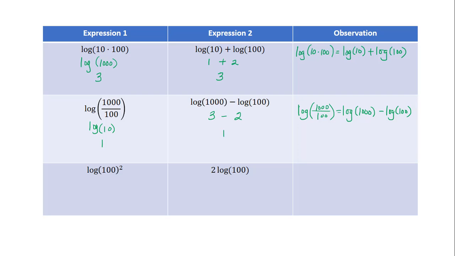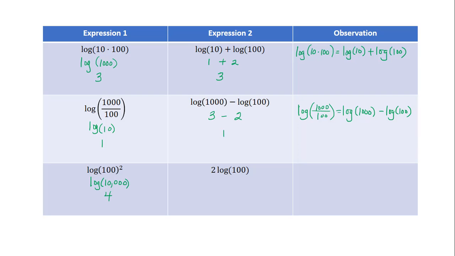And then this last row, I have the log of 100 squared, and I want to compare it to 2 times the log of 100. Well, if I simplify the log of 100 squared, I'm going to square 100, which is going to give me the log of 10,000. And so what exponent do I need to raise 10 to get 10,000? That is 4.